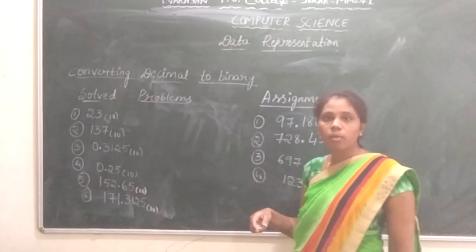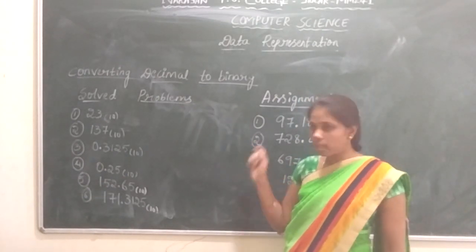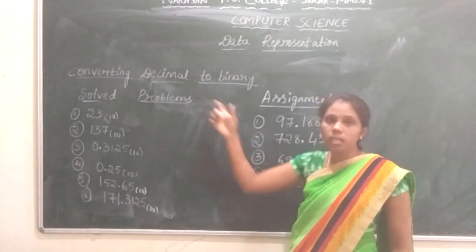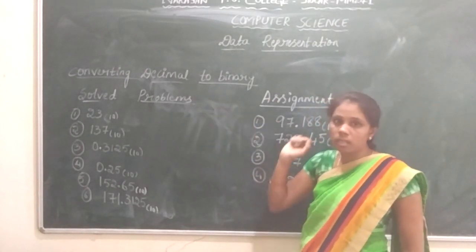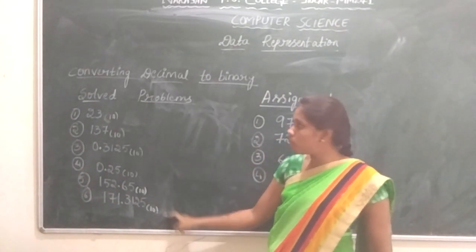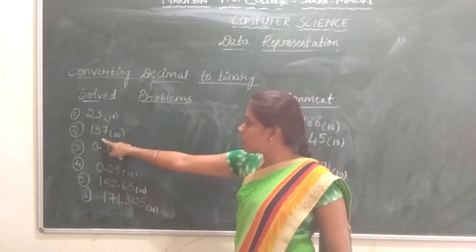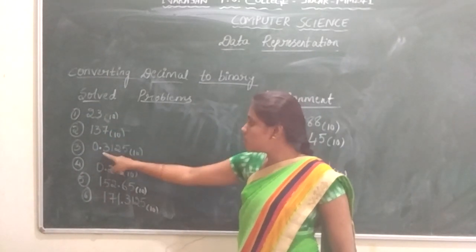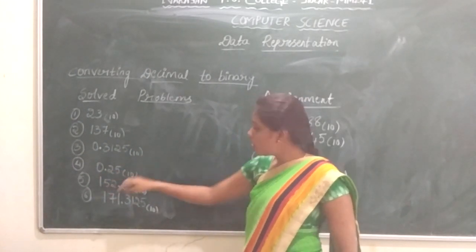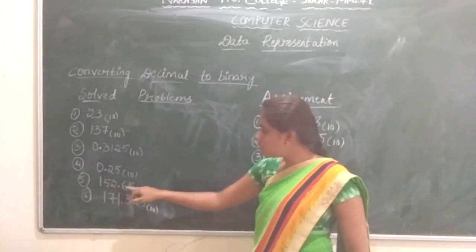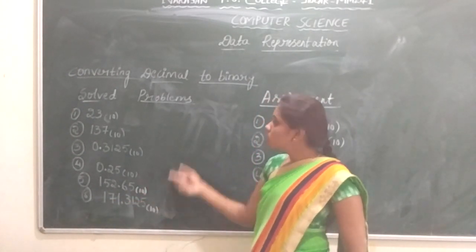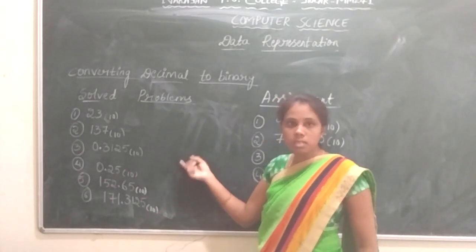Students, we'll just have a brief note on what we have discussed today. Today we have discussed the conversion from the decimal number system to the binary number system. In this number conversion we have solved these problems: first 23, second 137, then 0.3125, next 0.25, again 152.65, and next 171.3125. So these are the problems we discussed today.